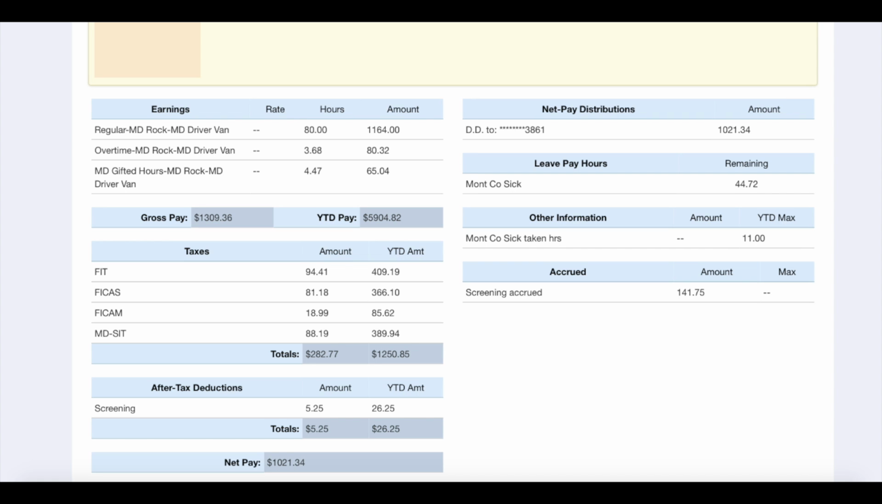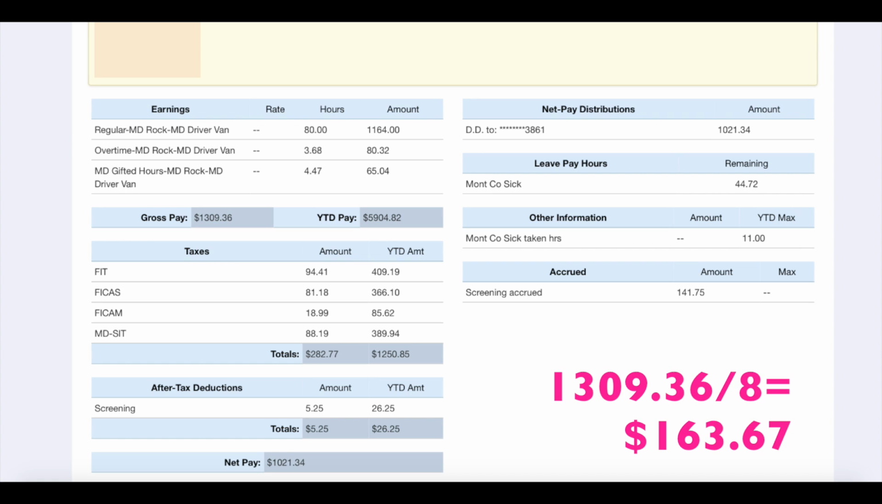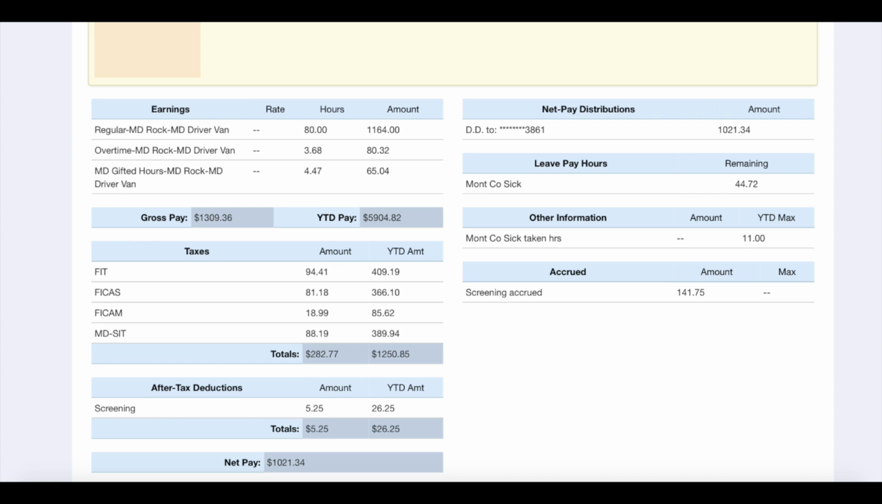$160 per day. How you can get to that number is basically taking your total, which is $1,309.36, your gross pay, and dividing it by 8 days, because 8 is what you worked in 2 weeks. So 1,309.36 divided by 8 days, and you actually get 163. So as you guys can see, it's somewhere around $16 an hour.